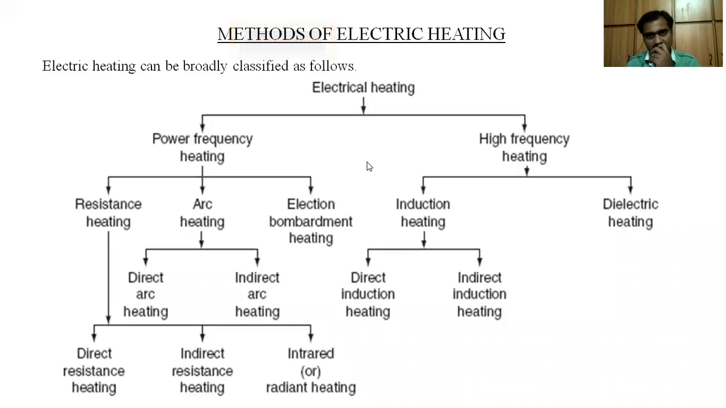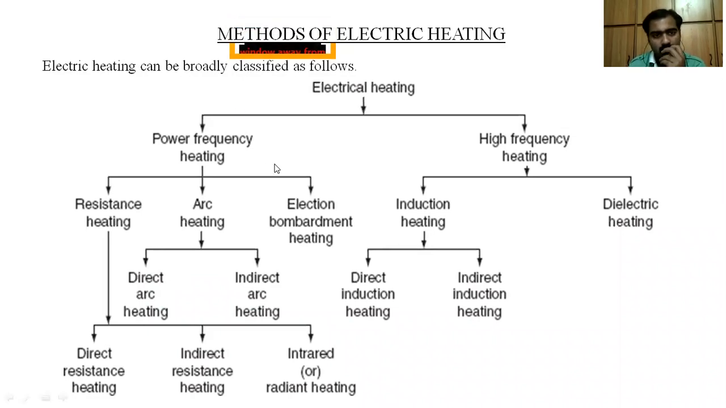Okay, yesterday we saw the methods of electric heating, which are classified into different types, that is, power frequency heating and high frequency heating. Yesterday we saw resistance heating, which is covered under power frequency. I will show it once again. This is the structure of electrical heating, classified into power frequency heating and high frequency heating.